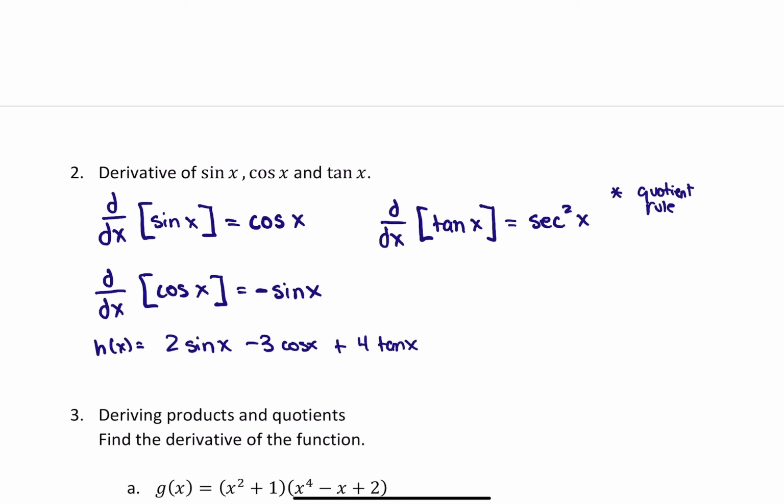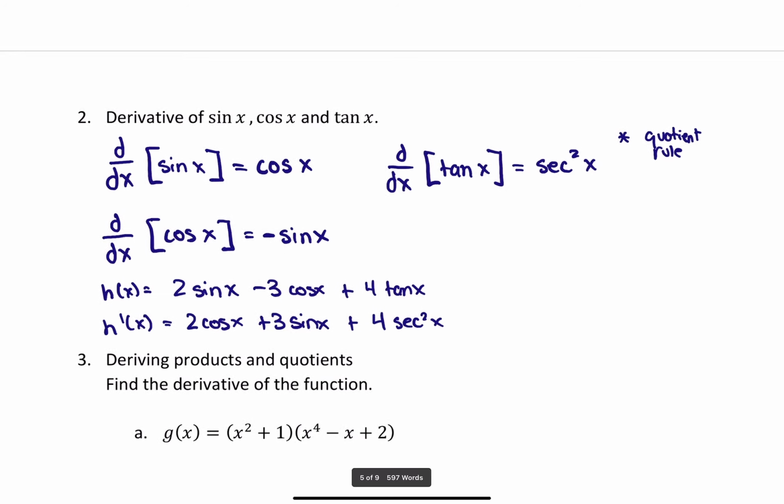For trig functions, there's not a lot of work until you get into products and quotients. So the derivative is just going to be 2 times the derivative of sine x, so it's going to be 2 cosine x. And the derivative of cosine is negative sine, so this is going to be plus 3 sine x. And then the derivative of tangent is secant squared, so we're going to have 4 secant squared x. And so this is what I was saying: when you have a constant multiplied by a function, the derivative is just the constant multiplied by the derivative of the function. You don't have to do anything with the constant. It just comes along with the derivative.